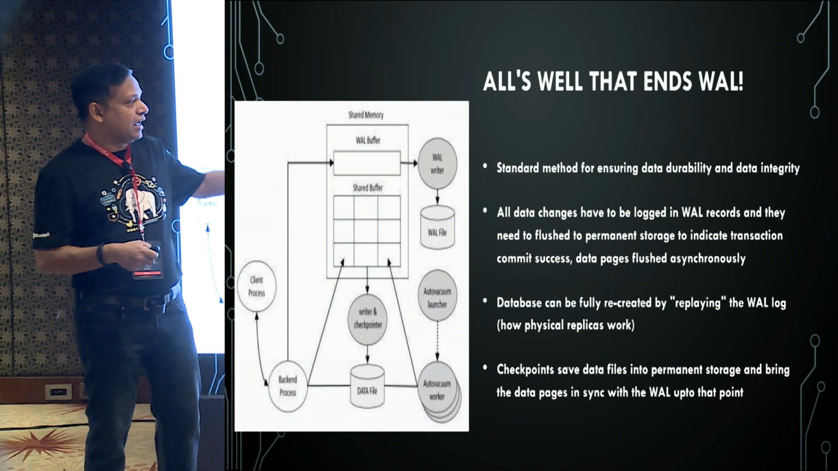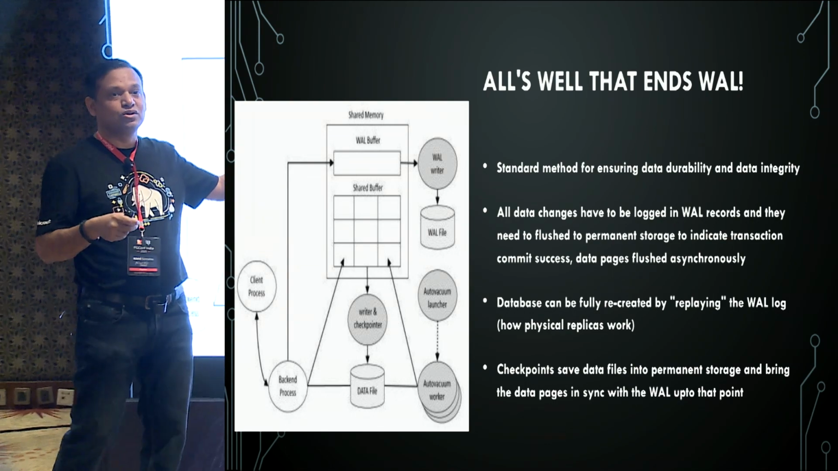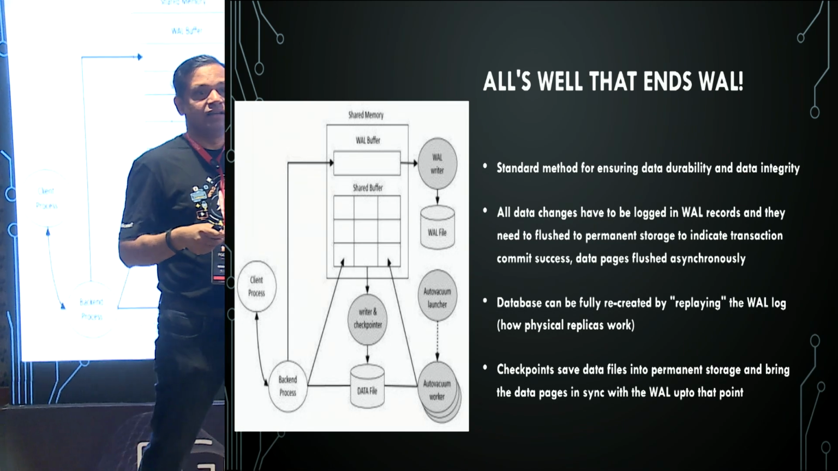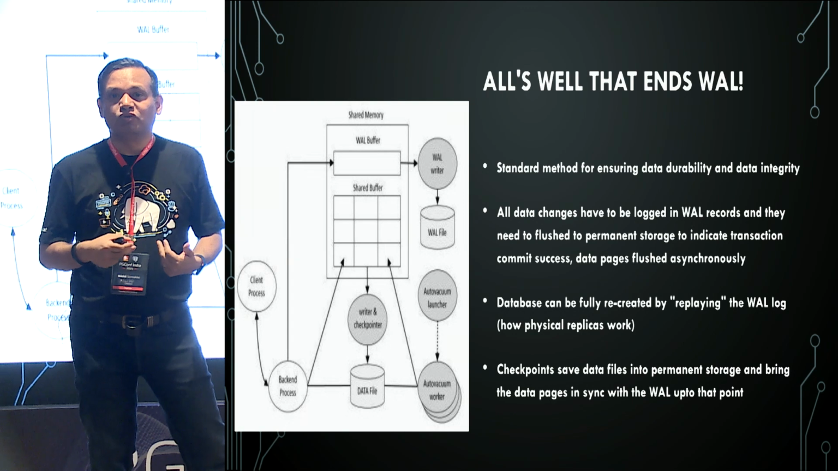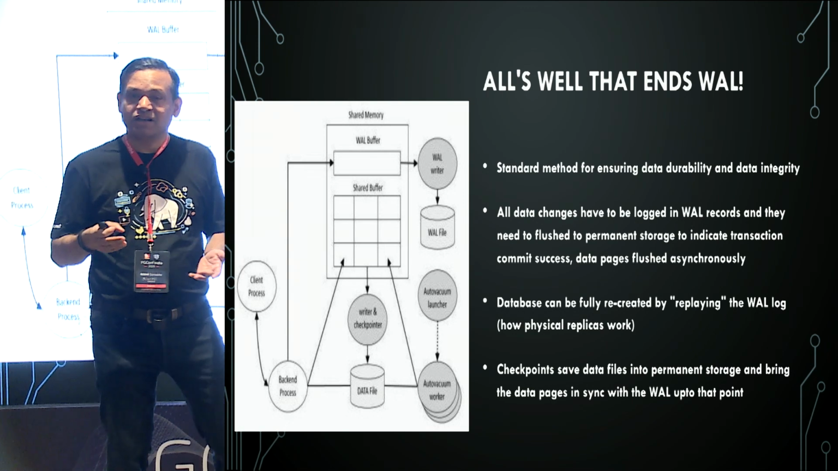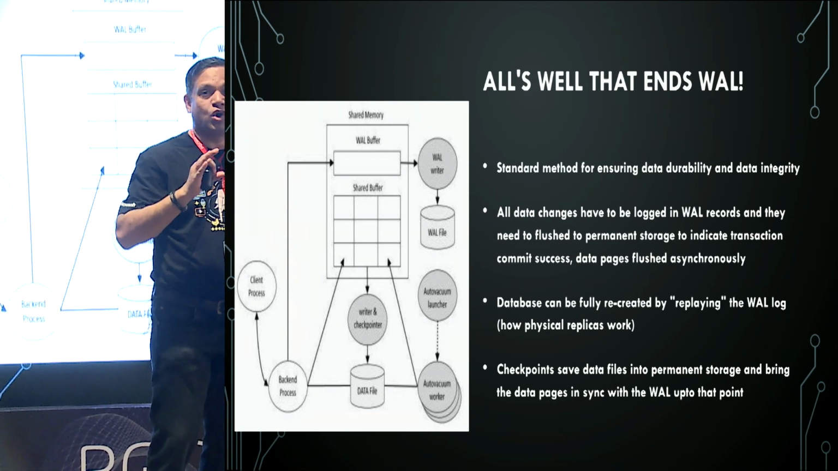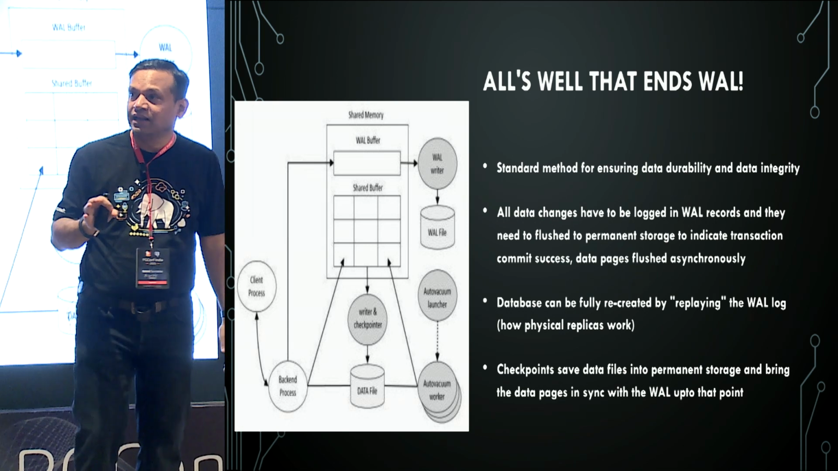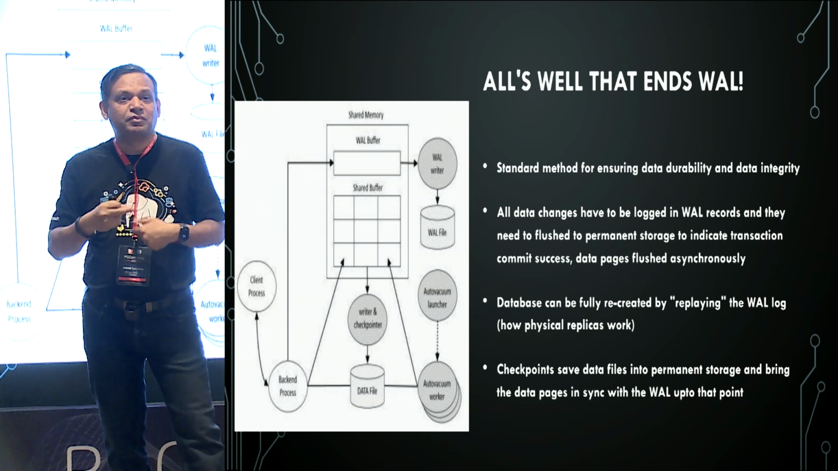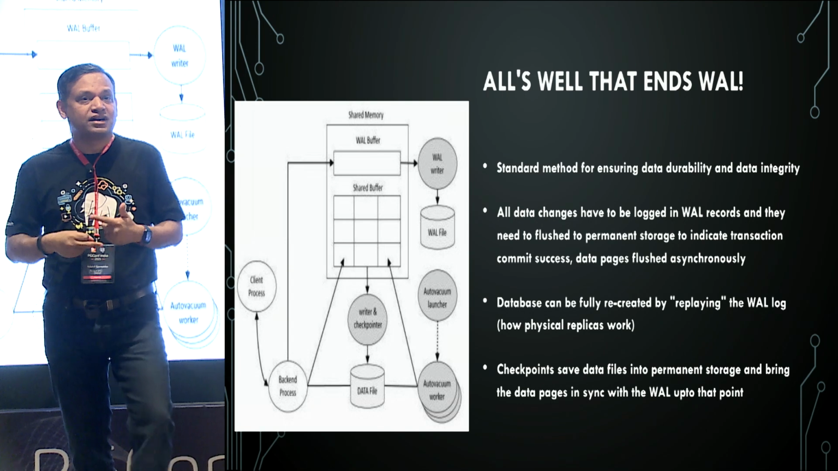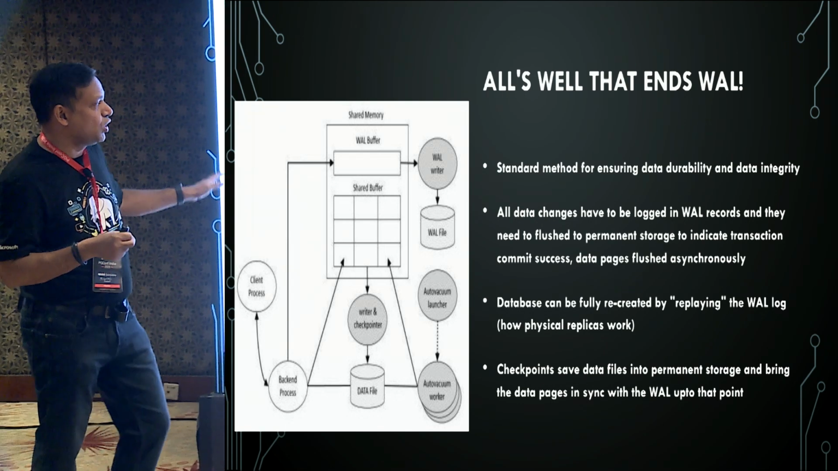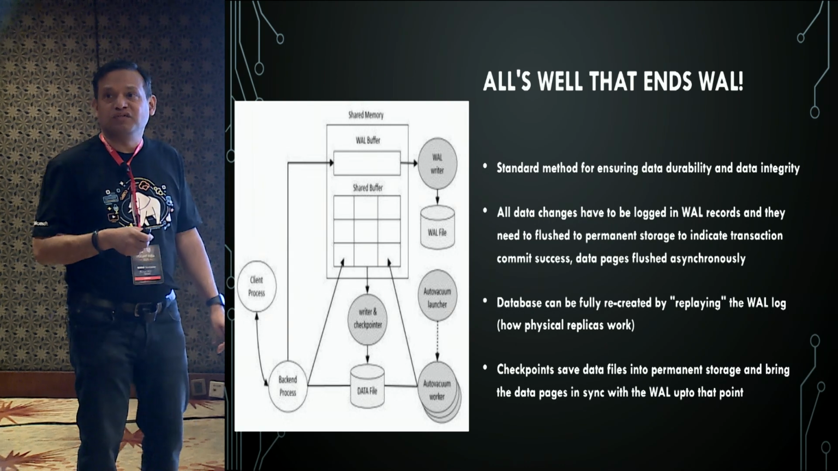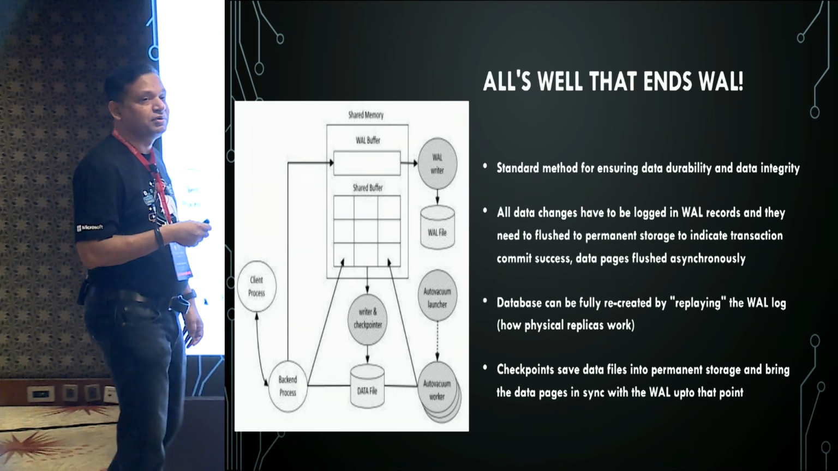And we all know that physical replication is basically based on WAL. What we do when we create a physical replica is we send the WAL that's getting generated on the fly to the replica, and the replica just blindly applies that WAL. So WAL is like the underpinning of every solid database.